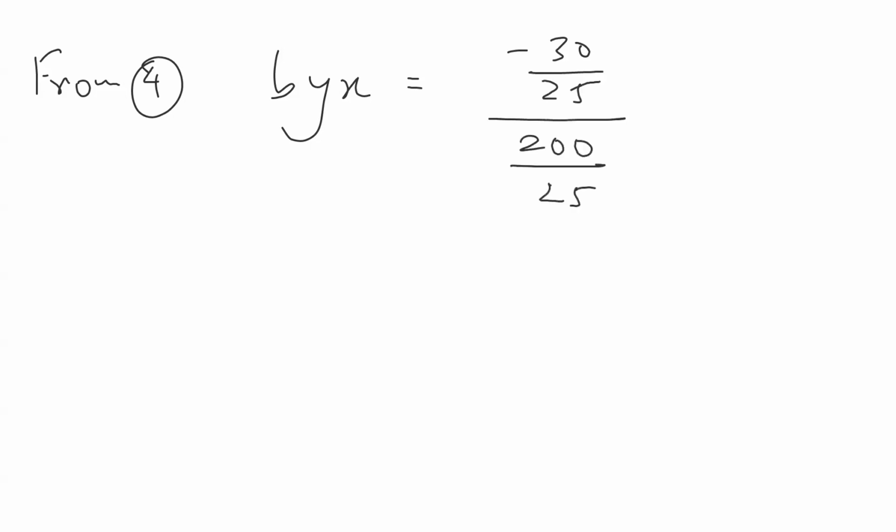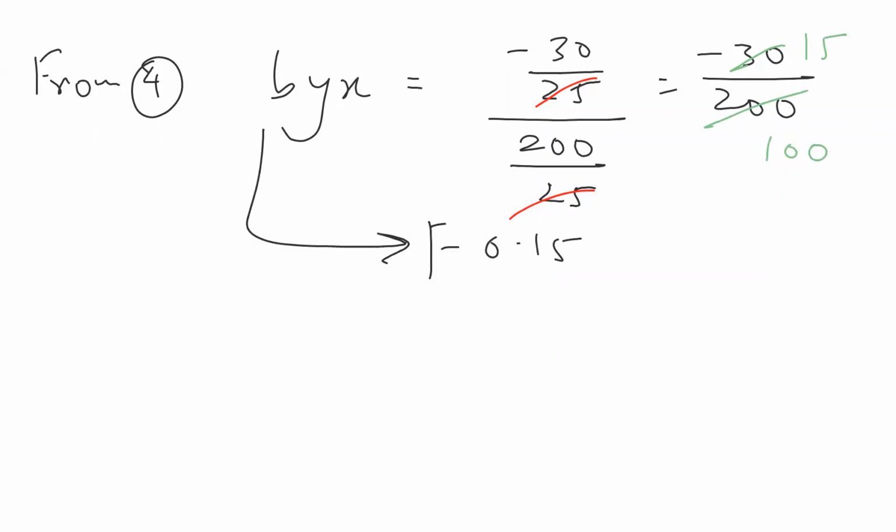So from 4, byx is equal to covariance. Now covariance is minus 30 upon 25, right? And standard deviation of x square is 200 upon 25. So 25 gets cancelled, and this will be minus 30 upon 200. Okay, so we'll just reduce this. This will be 15 and this will be 100. So this is minus 0.15. The value of regression coefficient of y on x, that is byx, is minus 0.15.